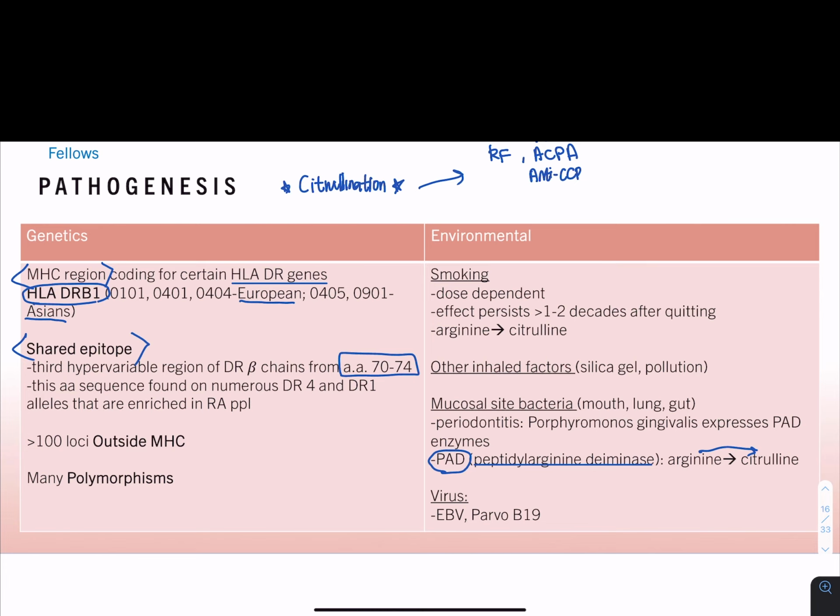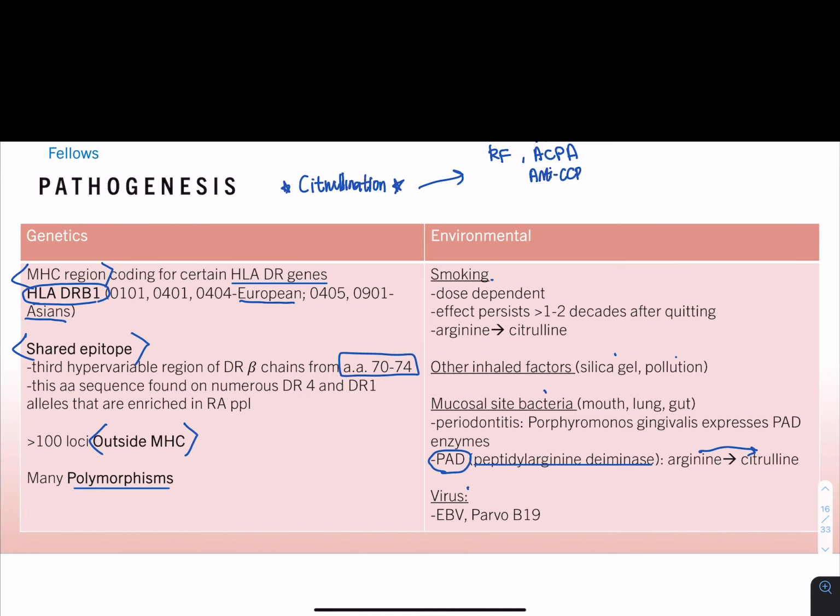In addition to MHC, HLA, and shared epitope, there are over 100 loci outside MHC that have been associated with development of rheumatoid arthritis. Also, many polymorphisms associated with rheumatoid arthritis are described as well. When we discuss environmental factors, other environmental factors are noted here, including but not limited to air pollution, inhalation of silica, various bacteria and viruses, and of course smoking.